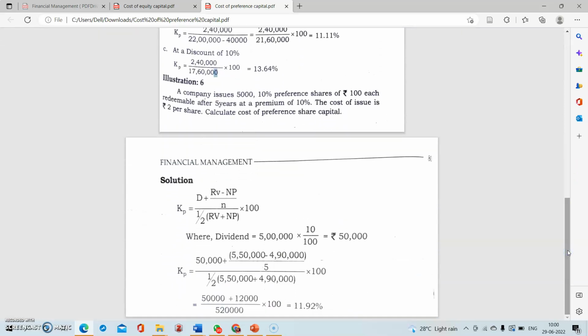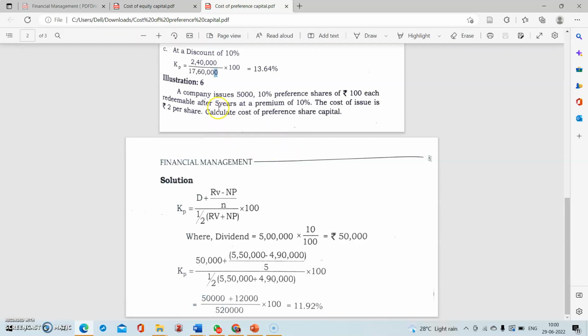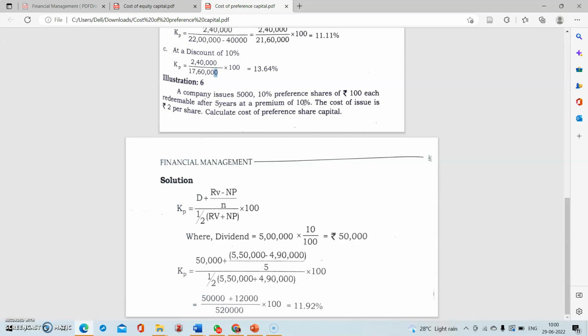Now the second question is in the case of redeemable preference shares. See here, it is redeemable after 5 years at a premium of 10%. Clearly it is given, so it is a case of redeemable preference shares. You will write the formula, which, as I told you, is not only the dividend but plus the difference of these two, divided by n. So for a year you are finding out.